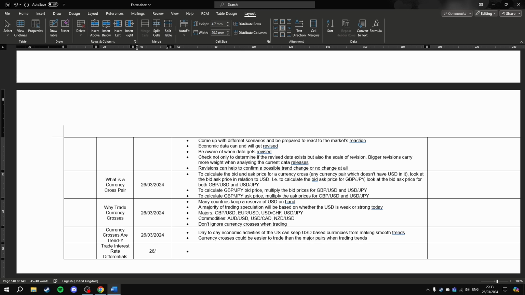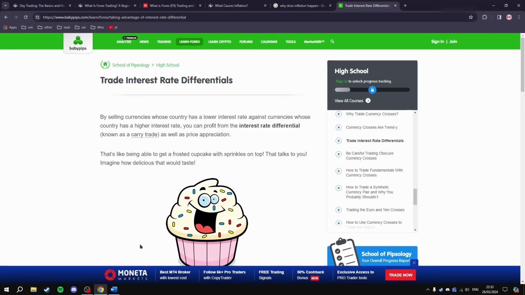Interest rate differentials being the difference between one interest rate to another, right? By selling currencies whose country has a lower interest rate against currencies whose country has a high interest rate, you can profit from the interest rate differential known as a carry trade as well as price appreciation.